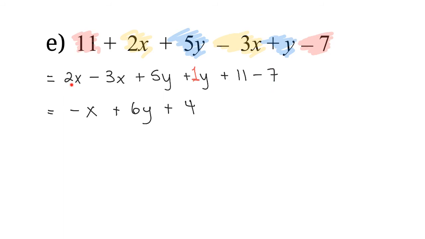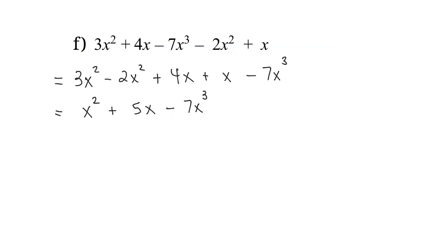So this reads as 2x take away 3x, which is a negative 1x. And again, if you want to include that 1, you can. Then we've got 5y plus 1y, which is a positive 6y. And then you have 11, or a positive 11, take away 7, which is a positive 4.